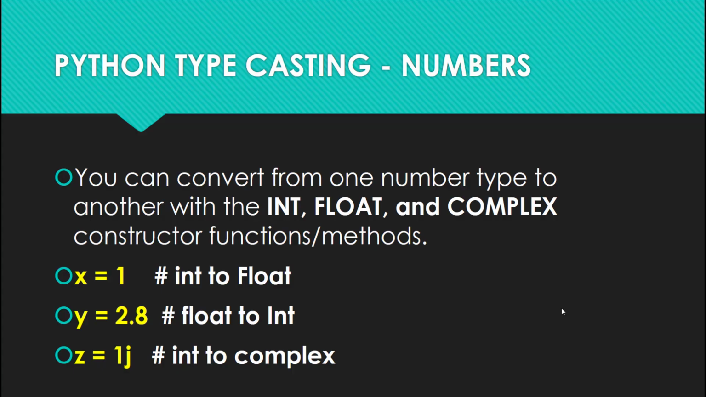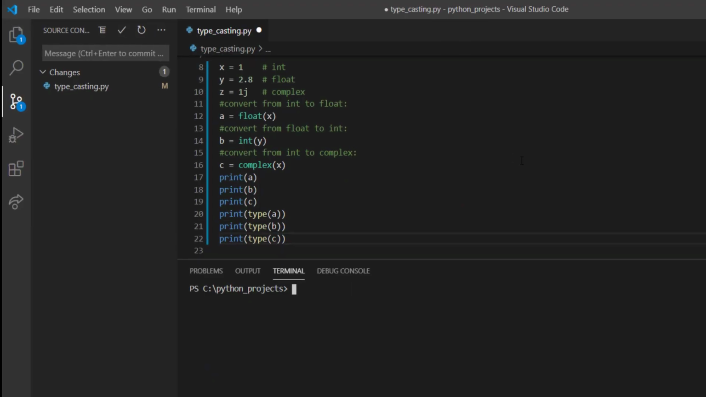So we're going to perform Python typecasting on the number variables. We can see that you can convert from one number type to another with the int, float, and complex constructor functions or methods: x from int to float, y from float to int, and z from int to a complex number. We can see here that x, y, and z have been assigned integer, float, and complex values. So let's run this and see.